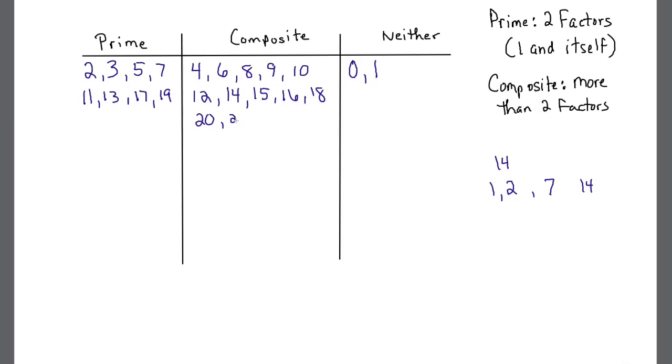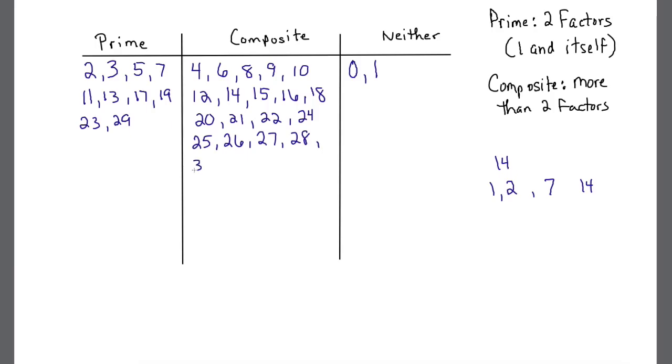21 has 1 and 21 and 3 and 7. 22 is composite. 1, 2, 11, and 22. 23 is going to be prime. 24 has 1, 2, 3, 4, 6, 8, 12, and 24. 25. 26 is also composite. 27 is composite. 28, composite. 29, and 30.